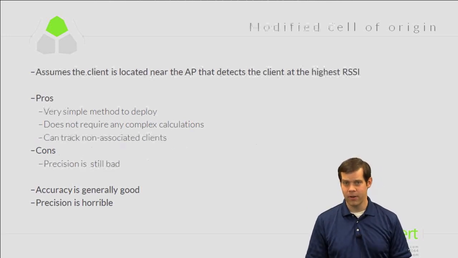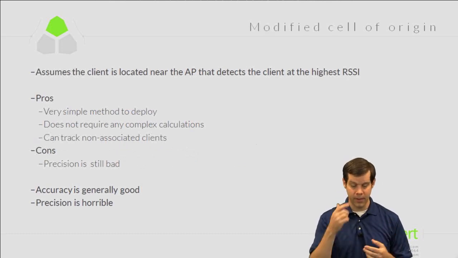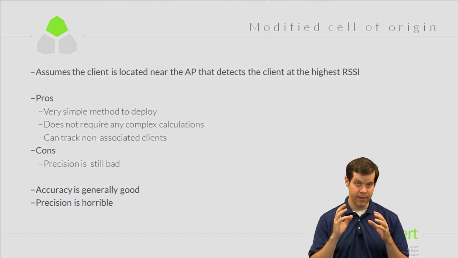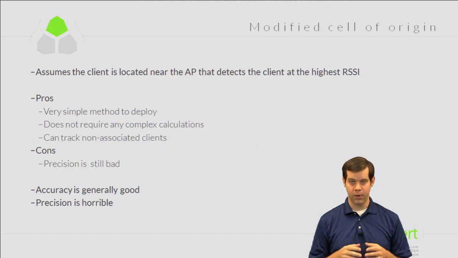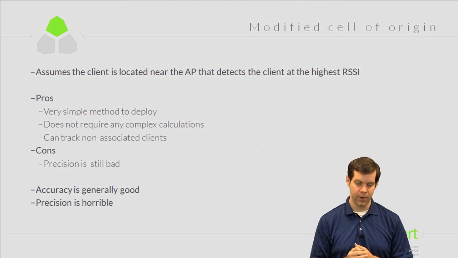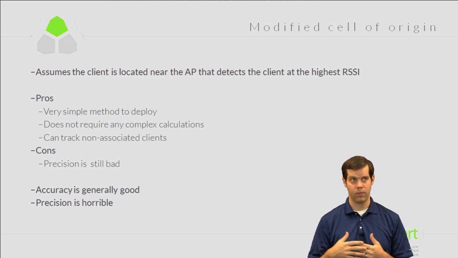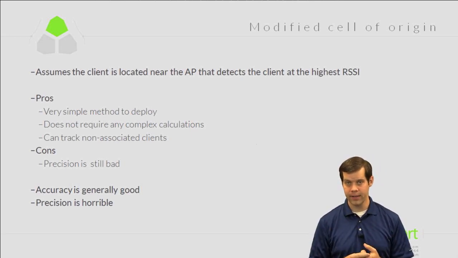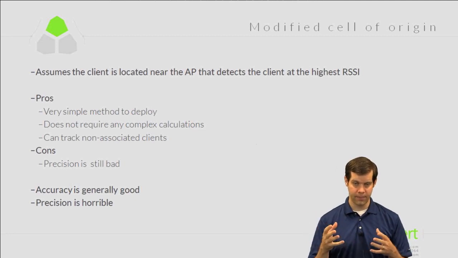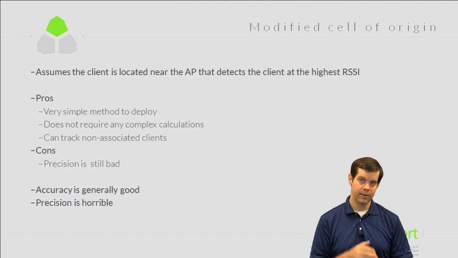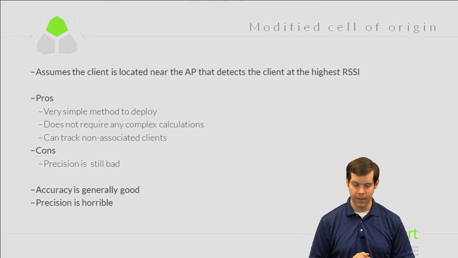A little bit better version of doing this is the modified cell of origin. So rather than just assuming the client is located near the AP it's actually associated to, it's going to put it close to the AP that sees it at the strongest level. So now we're not depending on client drivers, things like that. The APs are just looking at, okay, how loud do I hear this client? And whichever AP hears the client the loudest, it assumes that the client is near that AP.